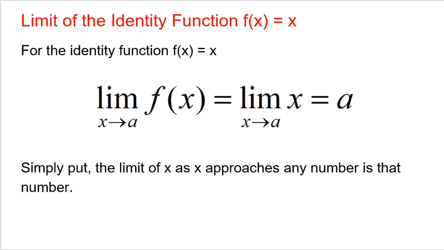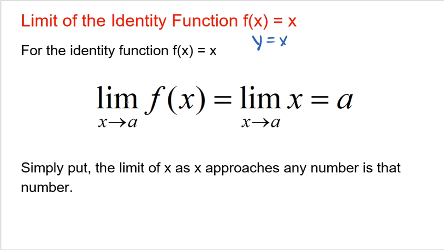Pretty easy. All right. The next property is the limit of the identity function. Hopefully you know this, but if you didn't, the identity function is y equals x. F of x equals x. That's the identity function. And it's called the identity function because y equals x. So if x is 5, y is 5. If x is 3, y is 3. If x is 22, y is 22. It reflects itself.